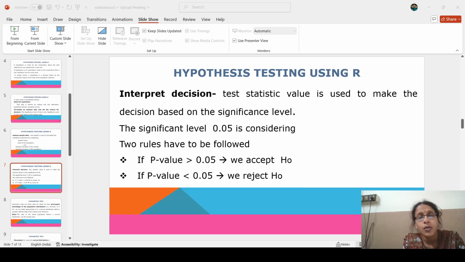Hypothesis testing is one of the most important concepts in statistics. This concept is used by statisticians, machine learning engineers, and data scientists. Statistics are used to check whether the null hypothesis is rejected or accepted.